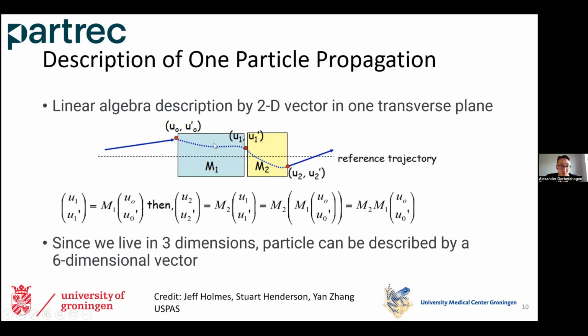So for the transport through this part from 0 to 1, you have M1, and from 1 to 2, you have M2. And the most interesting and most convenient thing is that with this approach, you can actually calculate what is the transport matrix from the location 0 to 2 directly, because with linear algebra, you can just multiply the two matrices and then apply it to the vector U0 and U0 prime, and then you get U2 and U2 prime. So you get immediately a result. This is very convenient because then you can design every part of the beamline separately, and if you want to plug them together, you just multiply the matrices. We live, of course, in three spatial dimensions, and so because of that, the particles are typically described by a 6-dimensional vector.